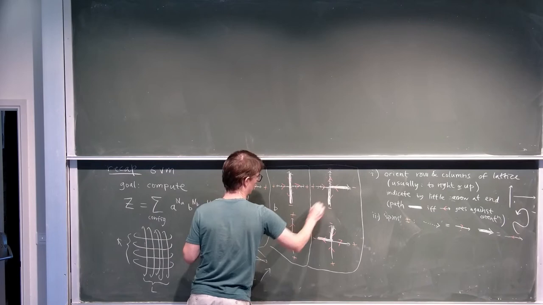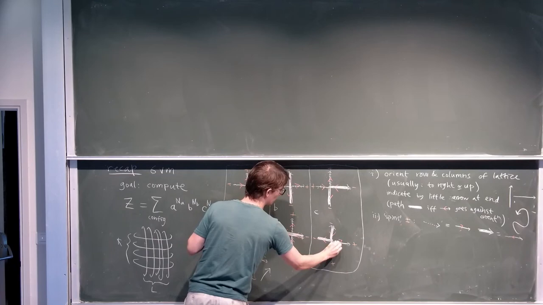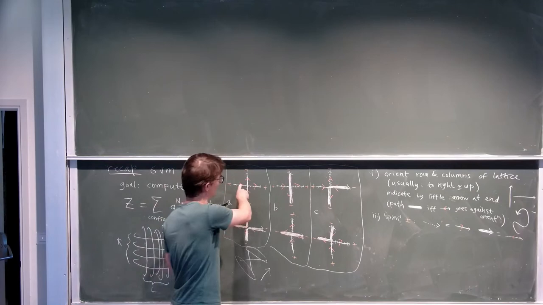And it will be slightly easier in your notes to do this. So for instance, you could first draw the lattice like I did here and then kind of clarify whether it's supposed to be an empty line or a thick line.